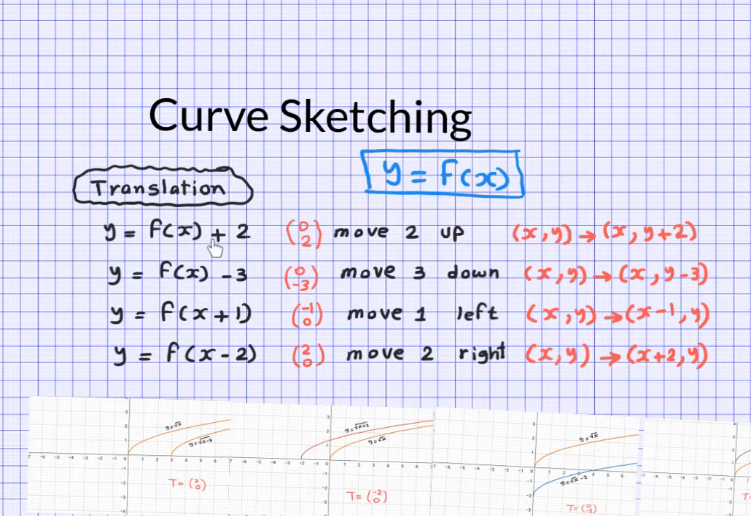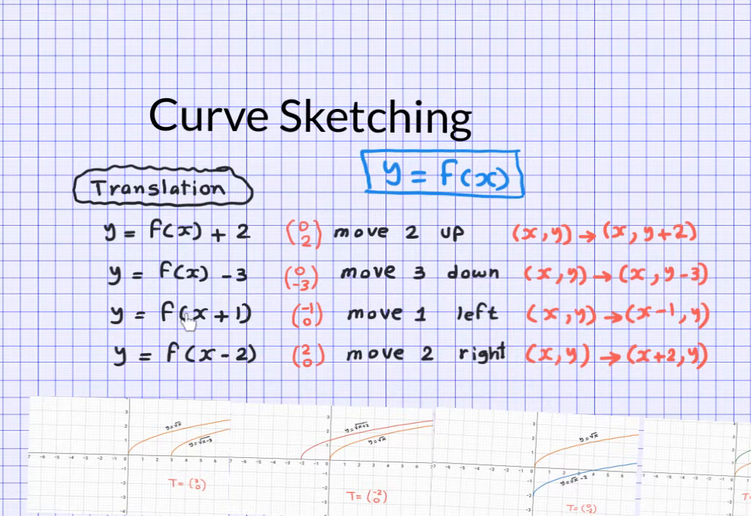So for the first one, the curve moves 2 units up. For the second one, the curve moves down, but it is the same curve. But what about if we have y equals f(x plus 1)? In this case, we undo. If we add 1, this means we move 1 unit to the left. Do the opposite. Plus 1, so 1 to the left. Minus 2, so 2 to the right.